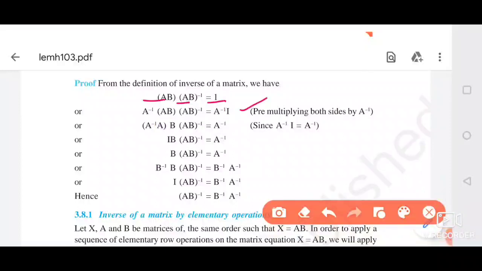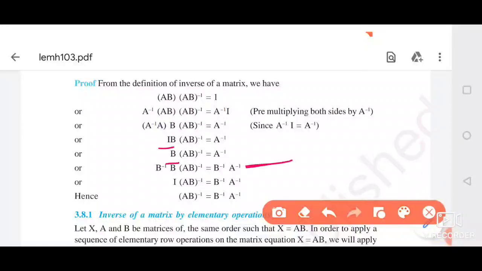Now, in the next line they have multiplied both the sides by A inverse and they have done pre-multiplication. Pre-multiplication means they will write A inverse first. So, from here A inverse into A, B, AB whole inverse, and if we multiply A inverse by I, we will again get A inverse. From A inverse into A, we will get this I. Next, I into B is B.